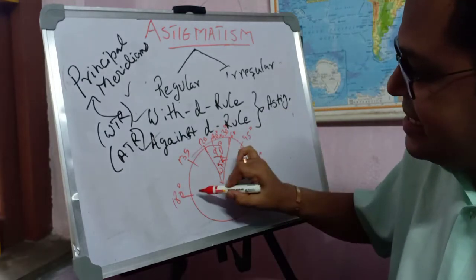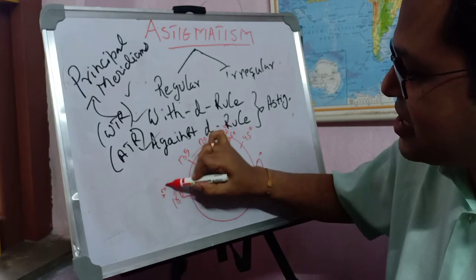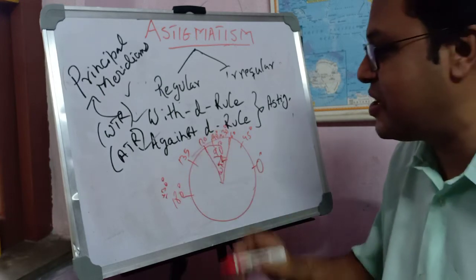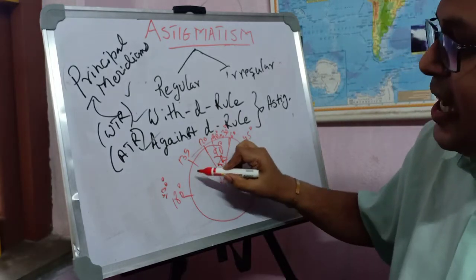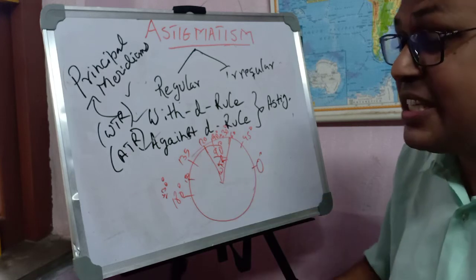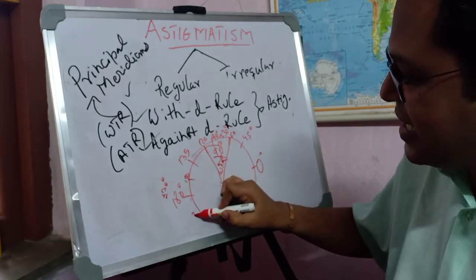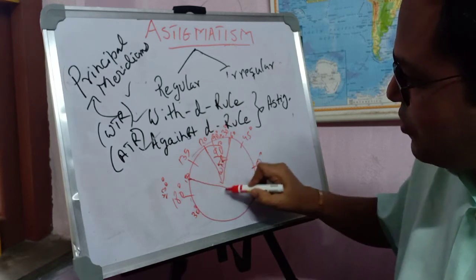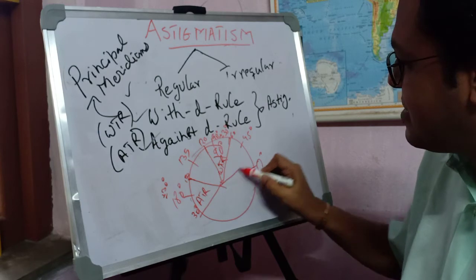Similarly, against the rule astigmatism is 180 degrees plus minus 30 degrees. 180 degrees minus 30 degrees, how much? It is 150 degrees. So 150 degrees and then 180 degrees. Again over here, you can take this as 0 degrees also. So again 30 degrees over here. So anything over here, this part is called the against the rule astigmatism.